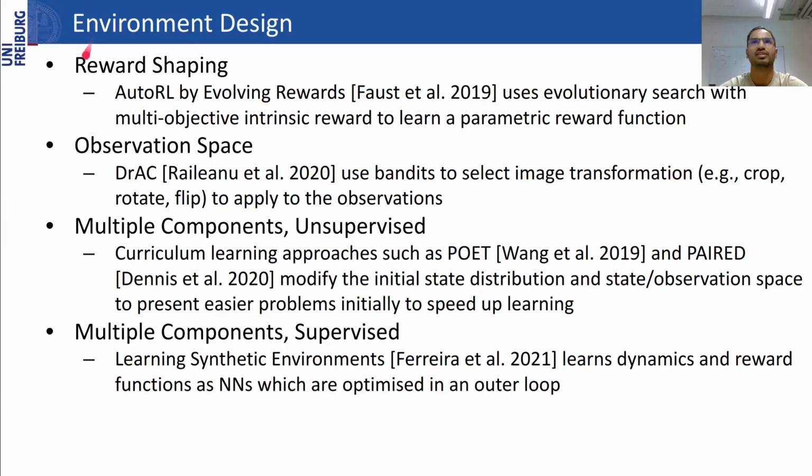On this slide, we see some example environment design approaches. Reward shaping approaches are very well-known methods that optimize the reward function. AutoRL, by evolving rewards, uses evolutionary search to optimize a parametric multi-objective intrinsic reward function to improve performance on 4 MuJoCo continuous control tasks for 2 RL algorithms.